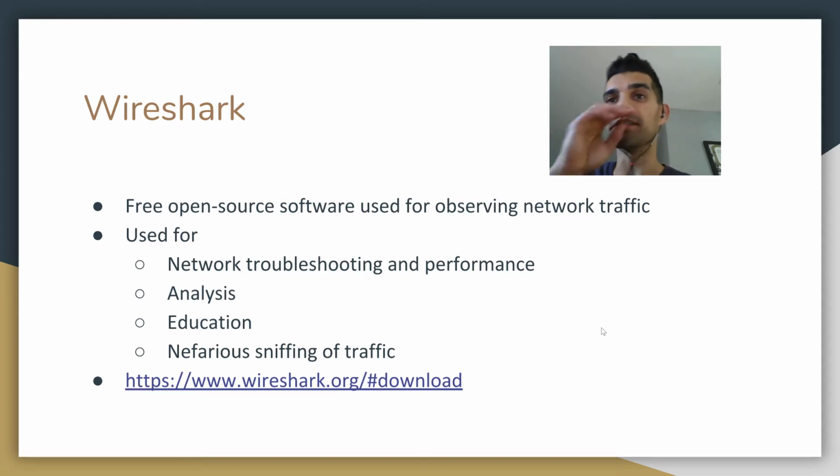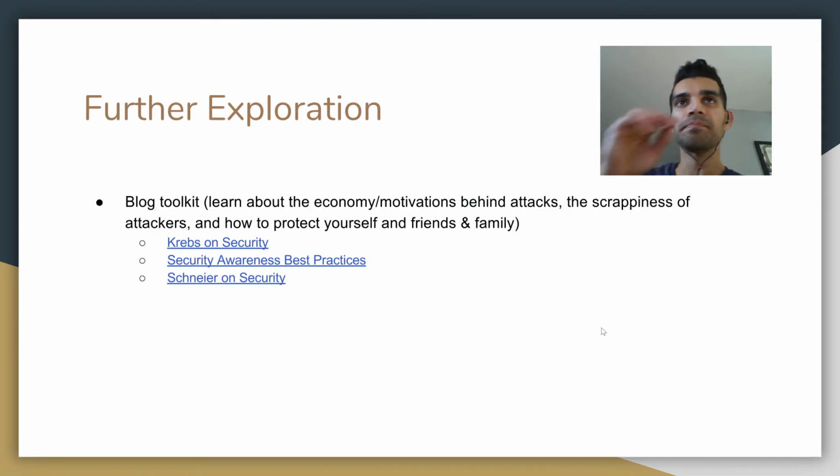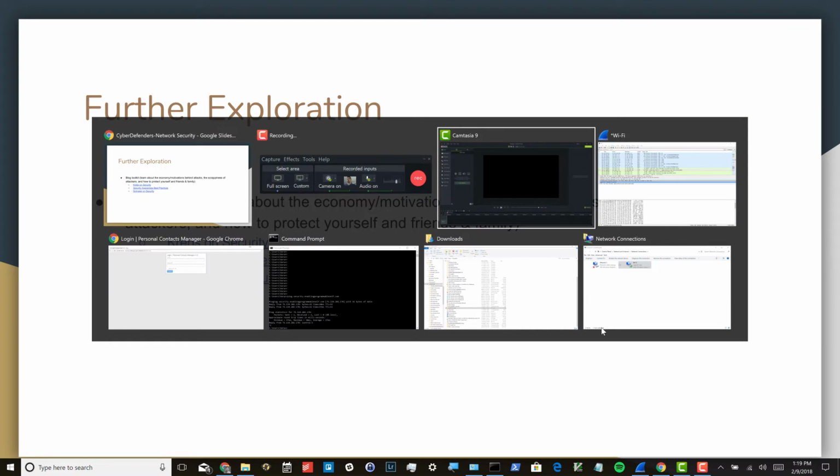And the first thing you'll need to do is download Wireshark if you don't have it, and the link is included here. So again, just to reiterate, prefer to use your own local Wi-Fi network, whether that be a router that you have access to or a hotspot that you can spin up on your mobile device that your computer can connect to. And then just make sure to only observe your own traffic, traffic that you are generating from your own devices.